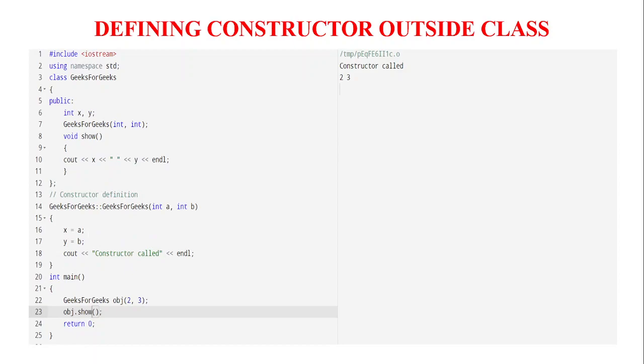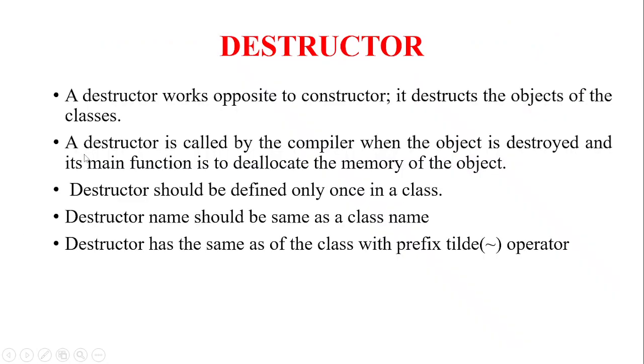Now define a constructor outside the class. So outside the class, how will you do it? We'll be having the scope resolution operator, that is class name GeeksforGeeks, scope resolution operator, and then we'll be assigning, right? The rest, the creation of the object, will be the same, and obj.show will invoke this show function.